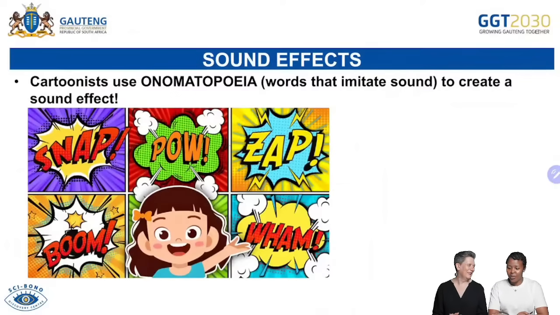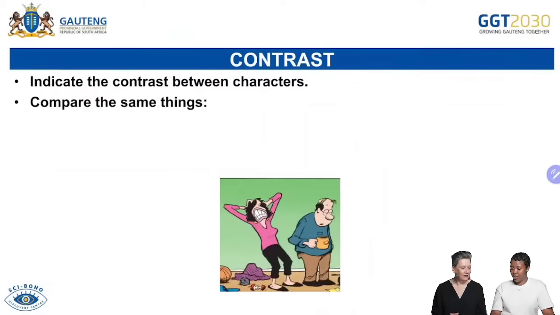Cartoonists use onomatopoeia, words that imitate the sound, to create a sound effect. For example, snap, zap, boom, wham. So these are some of the words that we get to give us an effect of exactly what is happening in the cartoon, right?